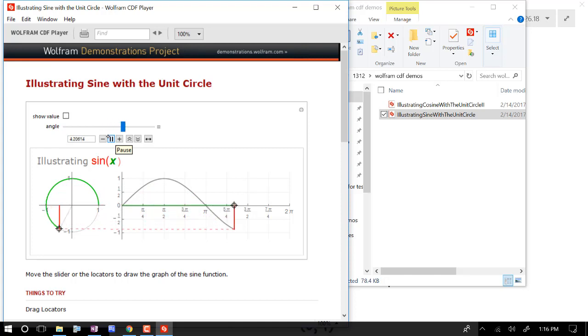Kind of like that. So you can sort of see that point moving around the circle and how it corresponds to the y coordinate on the graph. That's essentially what we're doing.